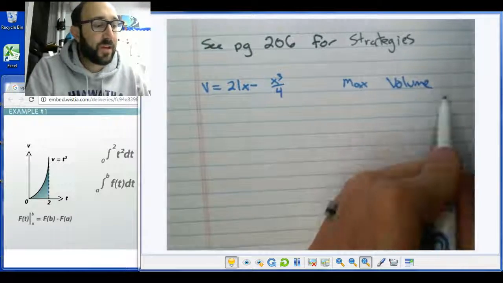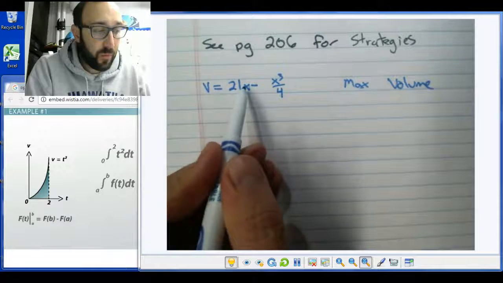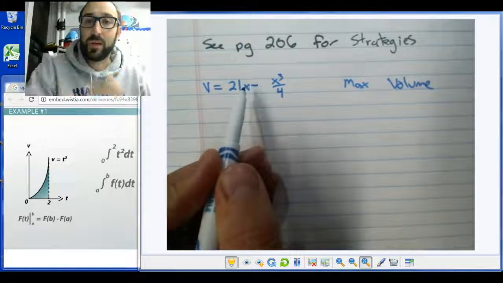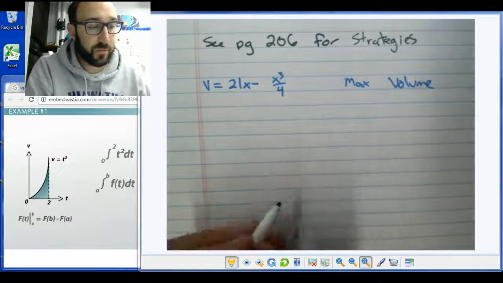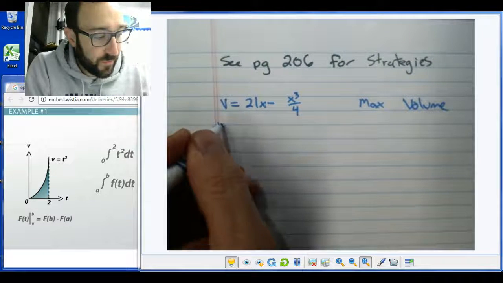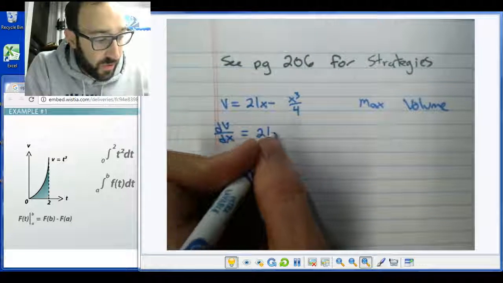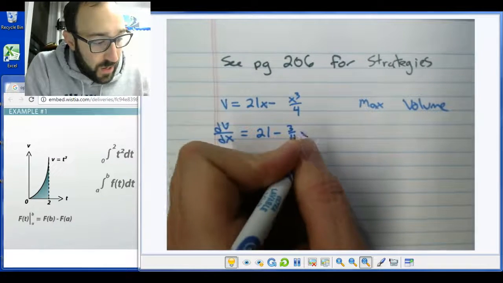So what x value gives us the maximum volume? That will give us what size base we need to make to maximize the volume. In order to do that, let's find the derivative of v with respect to x, and that's going to equal 21 minus 3/4 x squared.